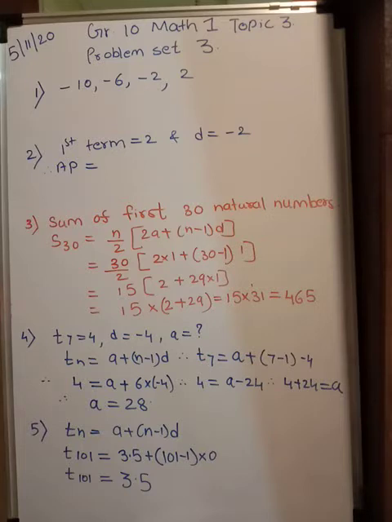Our first question from problem set 3 is: choose the correct alternative answers for each of the following sub-questions. I have not written alternatives. We will directly solve and then see what the alternatives are.